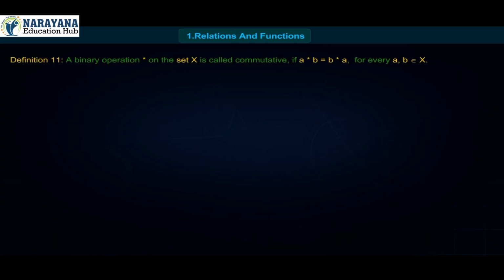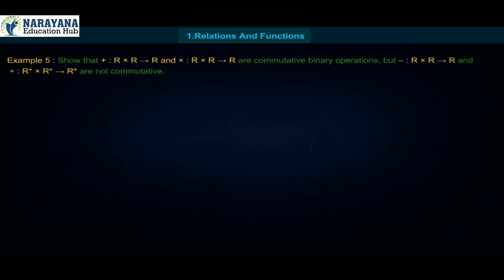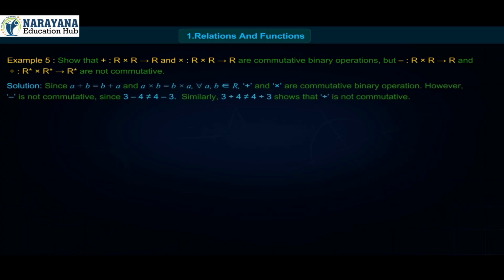This leads to the following definition. Definition 11. A binary operation star on the set X is called commutative if a star b is equal to b star a for every a, b belonging to X. Example 5. Show that addition from R cross R to R and multiplication from R cross R to R are commutative binary operations, but subtraction from R cross R to R and division from R star cross R star to R star are not commutative.